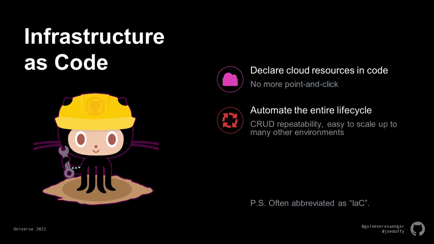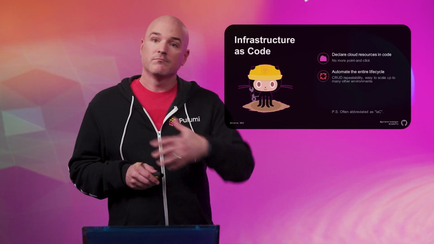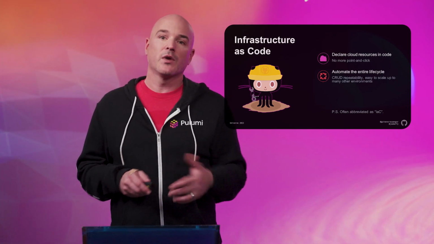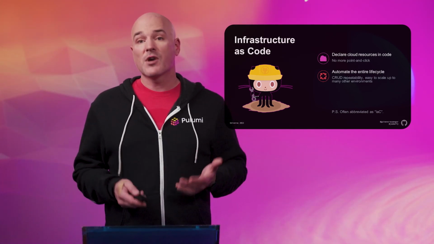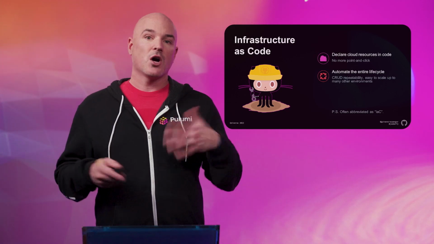Once we've declared that in code, we can automate the whole lifecycle. Instead of manually going and creating these things, the whole create, read, update, and delete part of the infrastructure lifecycle is repeatable. It's easy to scale up to many environments, and no more copy and paste, no more point and click. We can really use effectively software engineering to manage our infrastructure.